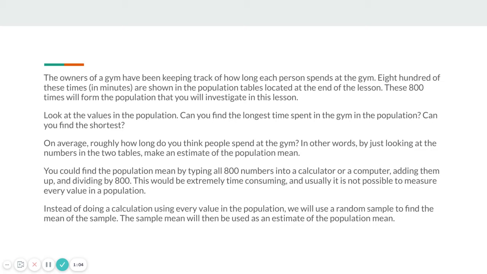So you could find the population mean by typing all 800 numbers into a calculator or a computer, adding them up and dividing by 800. This would be extremely time consuming, and usually it is not possible to measure every value in a population. Instead of doing a calculation using every value, we will use a random sample to find the mean of the sample. The sample mean will then be used as an estimate of the population mean.